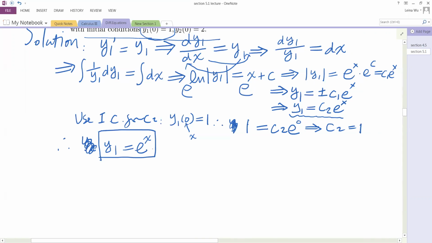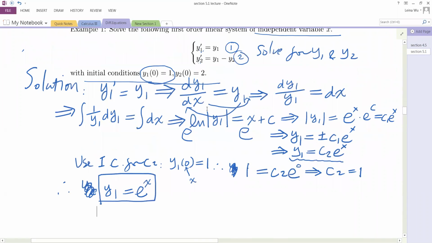You know how to do this, right? In chapter 1, we talked about separable equations. This is first order, so it's pretty straightforward. All right, so we've got y1. Next, think about y2. Any thoughts?